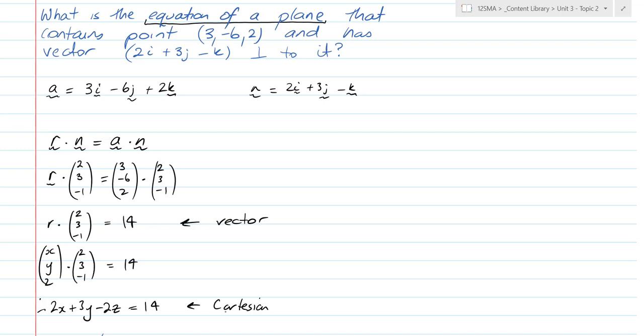Negative 2z. Oh, sorry. I treated z like a 2. My apologies. So it's just negative z. There we go. That's better. Excellent. Are there any other questions?